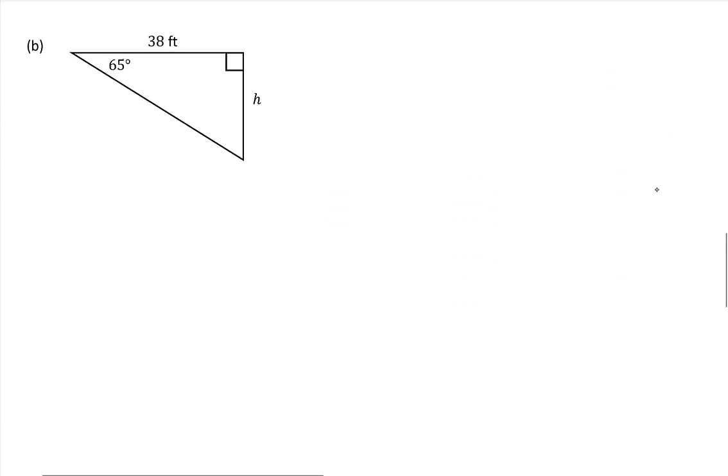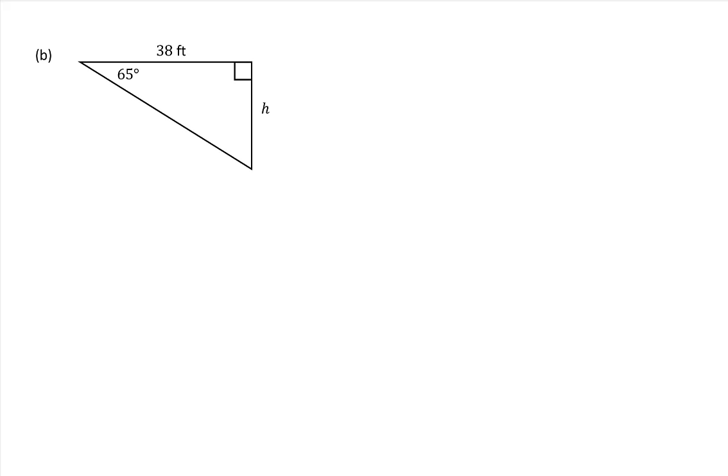So let's try this again. So here's our angle of focus, 65 degrees. Let's label our diagram. So A, B, and C. So if you like to keep your right angle as C, that's great. This time we have H here. So H will be our A. B is going to be 38 feet.